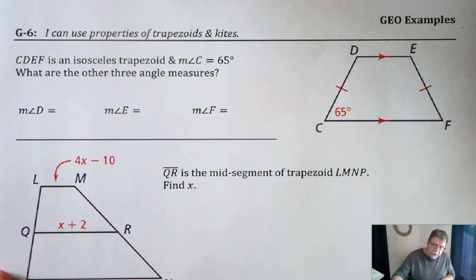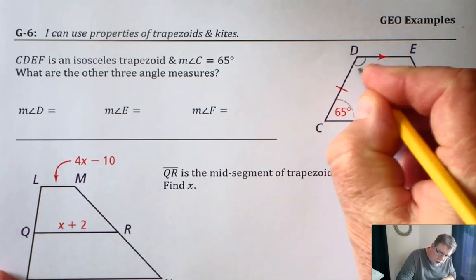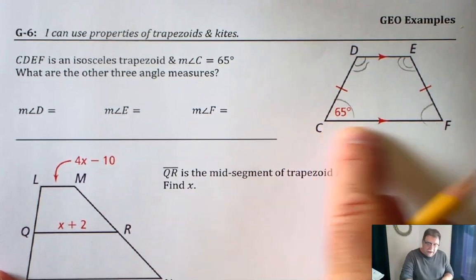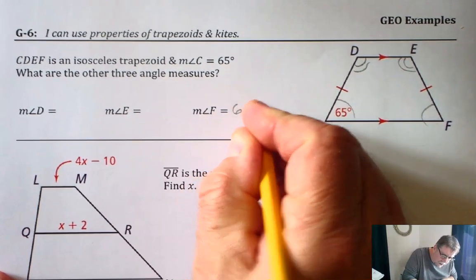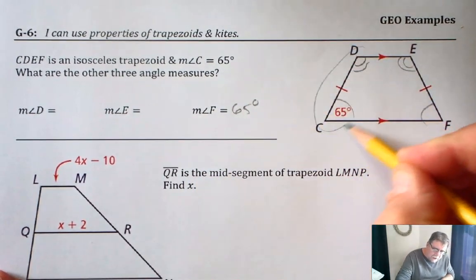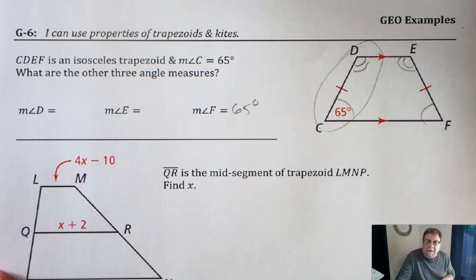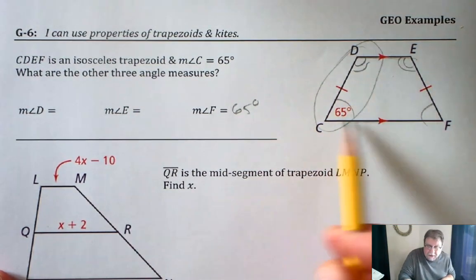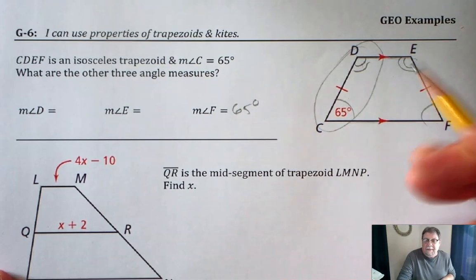Well, because it's an isosceles trapezoid, this angle and that angle are congruent. Also, that angle and that angle are congruent. So this one and this one would be the same, so angle F would be 65 degrees. These two angles are going to be supplementary because the sides are parallel. So these would be same side interior angles.